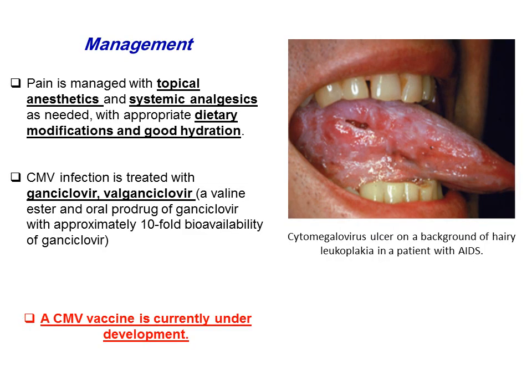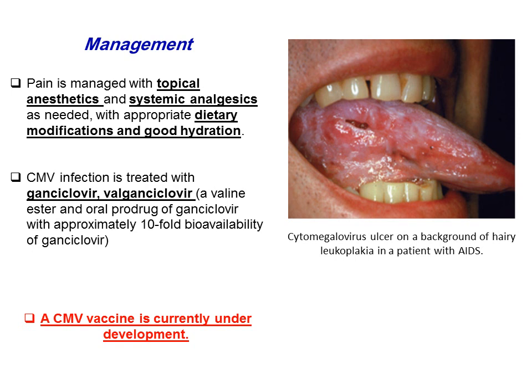What is the management of cytomegalovirus? Pain is managed with topical anesthesia and sometimes systemic analgesia. Appropriate dietary modification and good hydration are also essential in this type of infection. Cytomegalovirus infection is treated with ganciclovir and valganciclovir, a new generation of antiviral therapy.